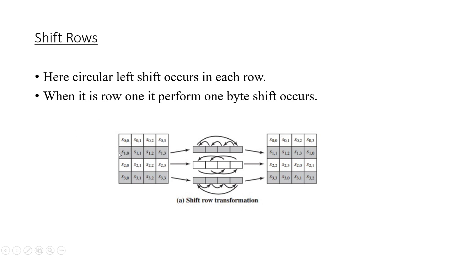If it is row 1, a 1 byte shift occurs. That is, S13 will be shifted 1 byte to the left, so S13 will be here. If it is row 2, it will undergo a 2 byte circular left shift. That is, S23 will be here. And if it is row 3, it undergoes a 3 byte circular left shift. That is, S33 will be here. That is shift rows.